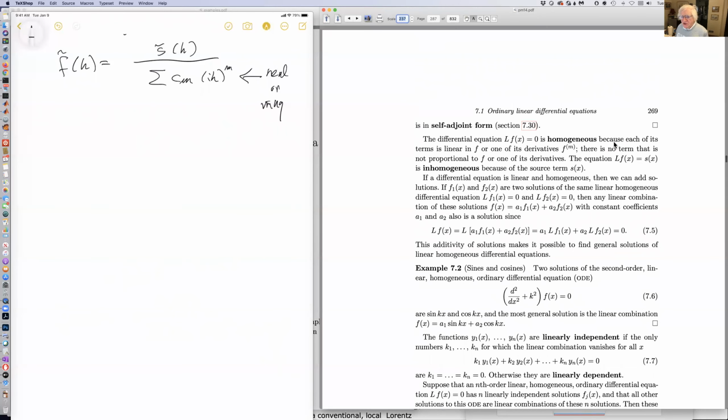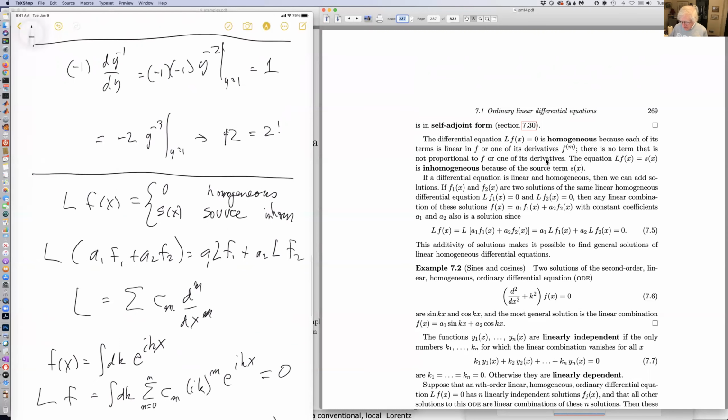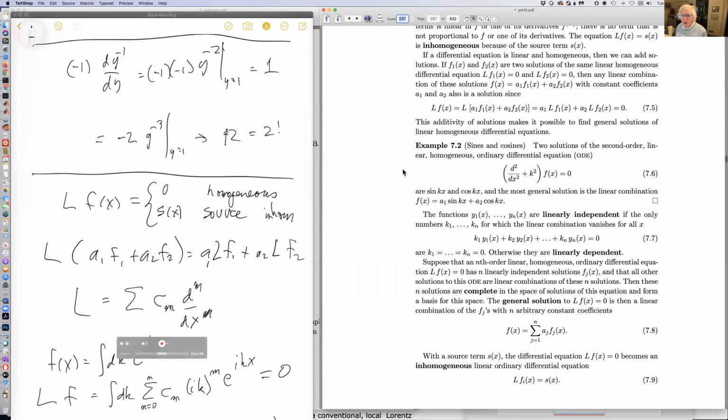A differential equation is homogeneous if all the terms are linear in F, and in particular, that means that you have different derivatives of F, and the right-hand side is zero. You don't have some source term, so that's homogeneous. If you have a source term, then it's inhomogeneous. So let's look at the linear homogeneous case for a moment.